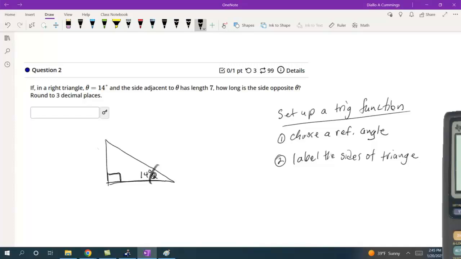So the first thing I actually like to label is my hypotenuse. That's always the easiest. The hypotenuse is across from the right angle, always. The next thing I'm going to do is label my opposite side. The opposite is the side length that's opposite your angle measure. So this side length is my opposite. And by process of elimination, lastly, I have my adjacent side.